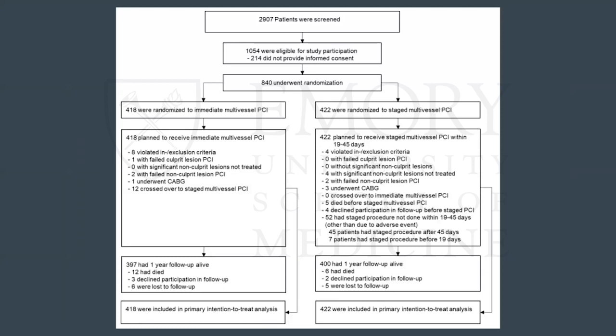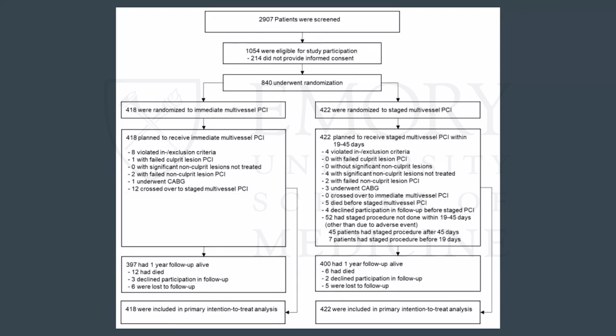This is the patient flow or intention to treat analysis. So I won't spend too much time flying through this, but essentially starting from top to bottom, nearly 3,000 patients were screened, and about 1/3 of these ended up meeting criteria to participate in the study. Only about 840 underwent informed consent, and so roughly 420 in each arm were designated to the immediate multivessel PCI group on the left, versus the staged multivessel PCI group on the right.